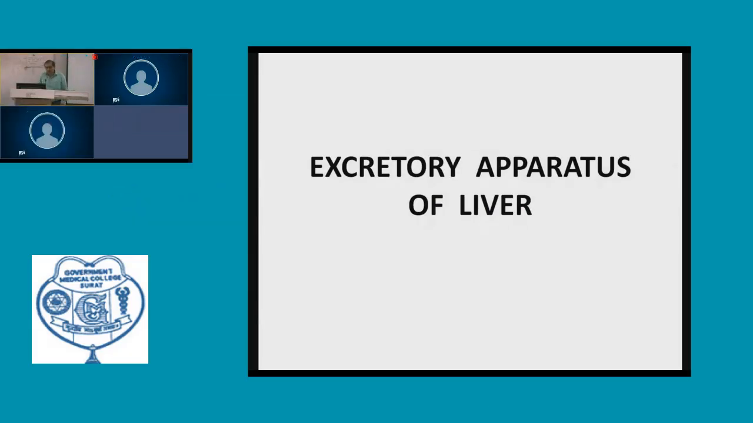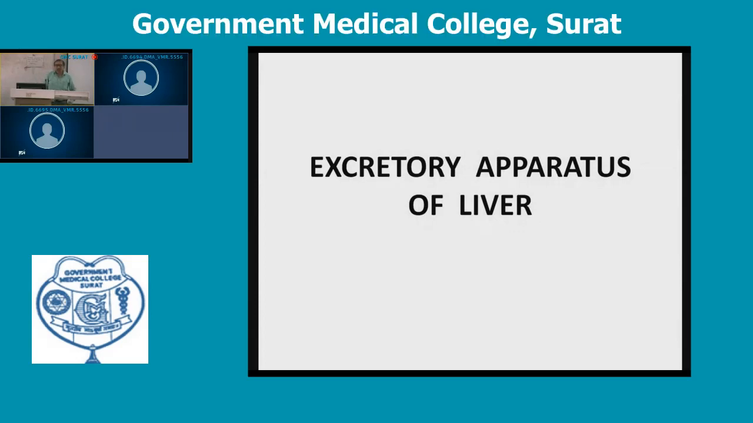Today we are going to discuss the excretory apparatus of the liver. Excretory apparatus of the liver means the apparatus which transports the exocrine secretion of the liver. Clear? So this excretory apparatus of the liver transports the bile which is secreted by the liver, stores it, and later, when it is needed, pours that stored bile into the intestine, the duodenum, for the purpose of digestion.